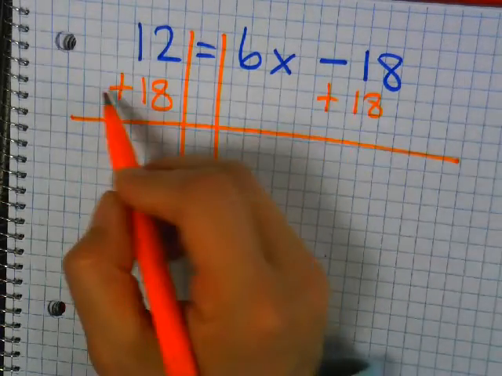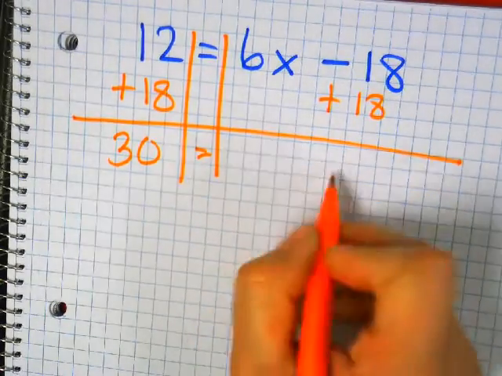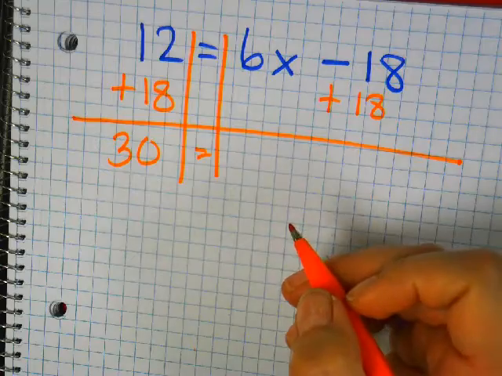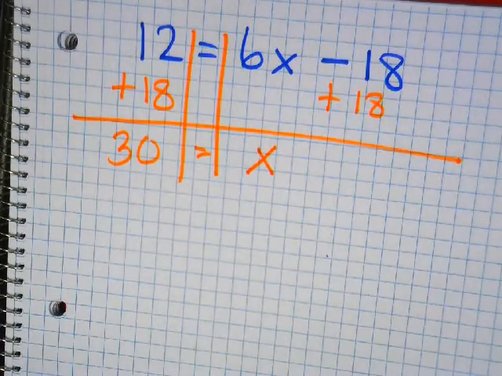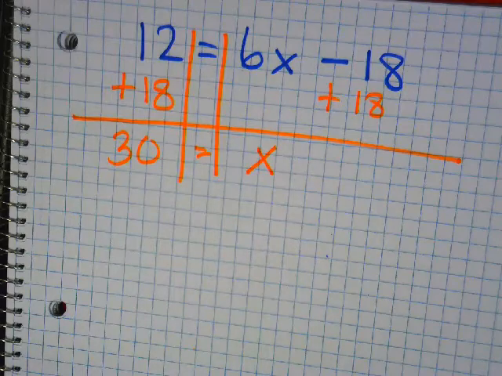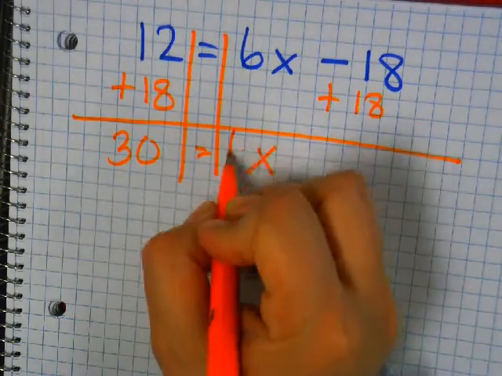What's 12 plus 18? 30 is equal to, what's left on this side? 6 and 6. What I did notice in my other classes is they'll do this correctly and then they'll just write X. And it's like, wait, are you done? Did you move all the numbers? Did you move the 6? No. So that means it's still 6X, right?